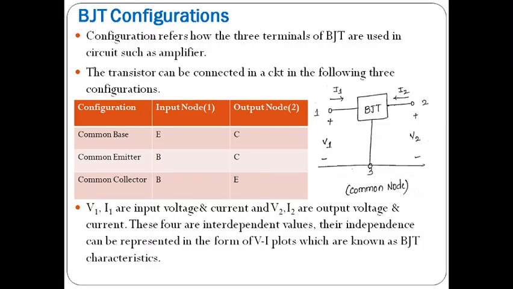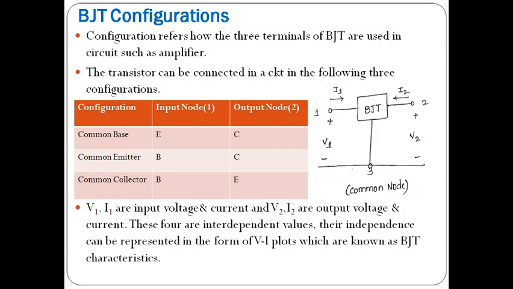First of all, configuration is nothing but how the three terminals of a transistor are used in a circuit such as an amplifier. We said the main application of the BJT is as an amplifier. So, how the three terminals of the BJT can be connected or used as an amplifier.